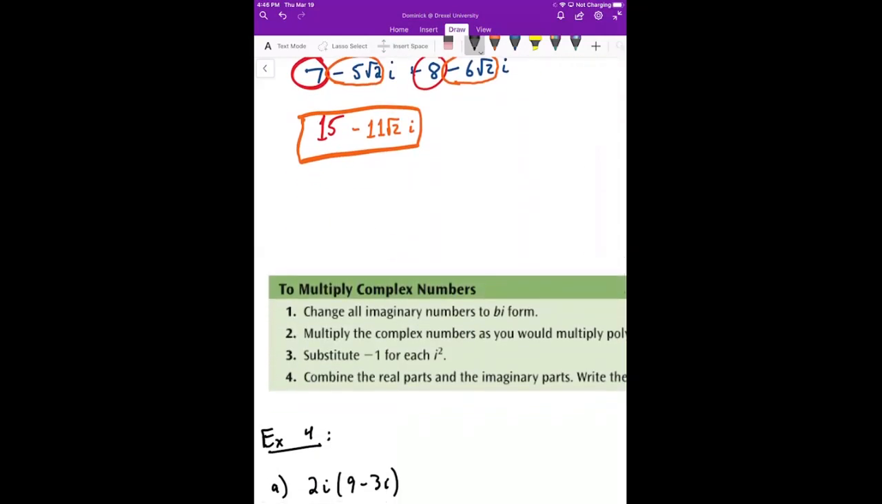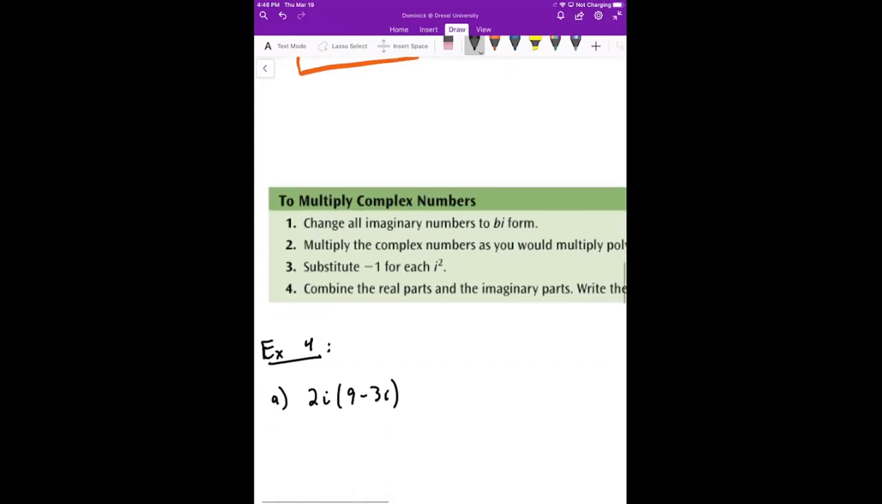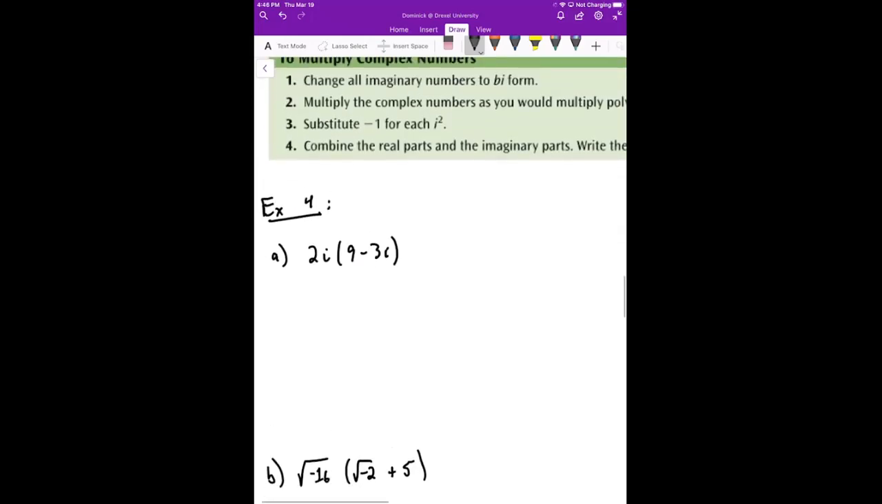Now when you multiply complex numbers, once you've converted everything to a plus bi form, you're going to multiply just how you would if you had a regular polynomial. Then, using what we talked about before for i squared, you'd want to substitute any i squared you have with a -1, and then it's a matter of combining like terms. So let's look at an example in action here.